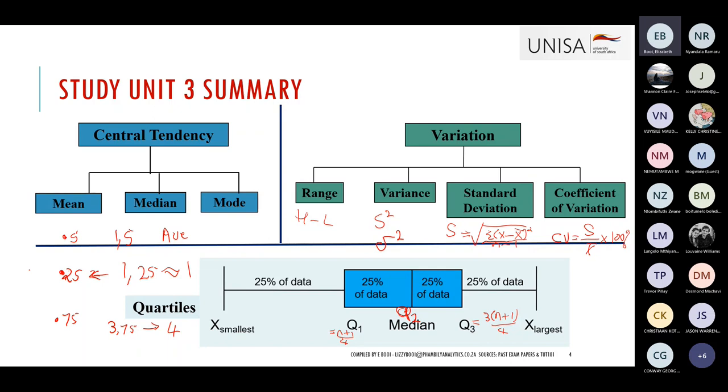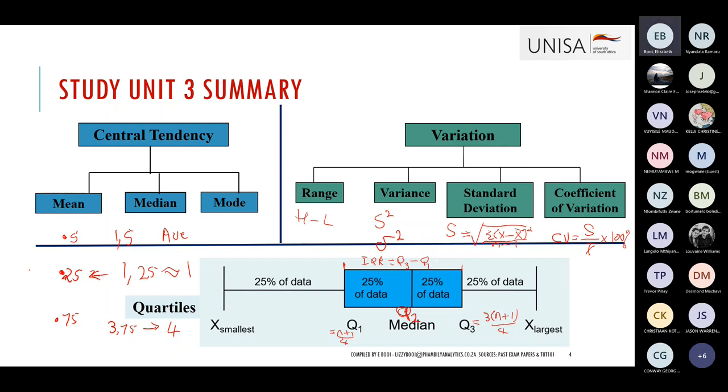The other thing in terms of the quartiles, you need to remember that you can also calculate the range of the quartiles by calculating what we call the interquartile range, which is IQR. It gives you the value, not the position, of quartile three minus the value of quartile one.